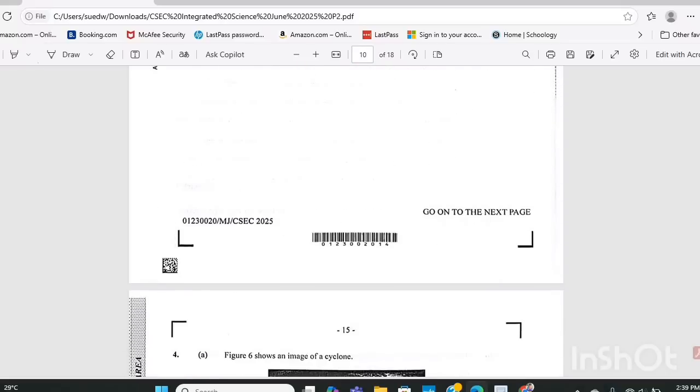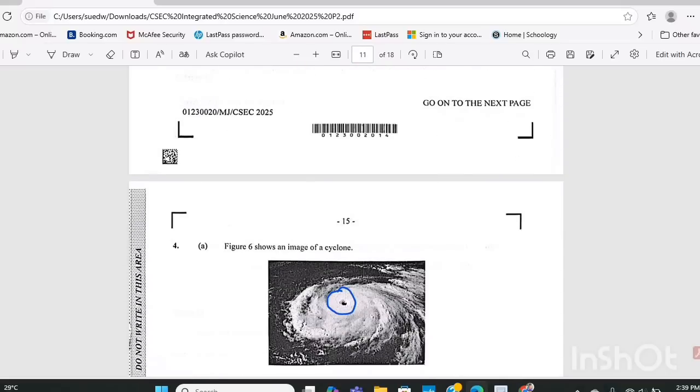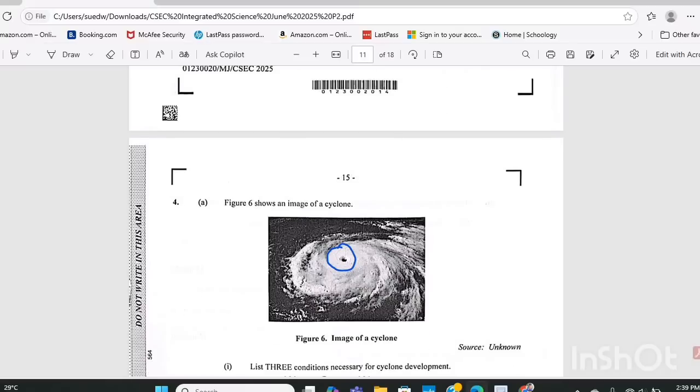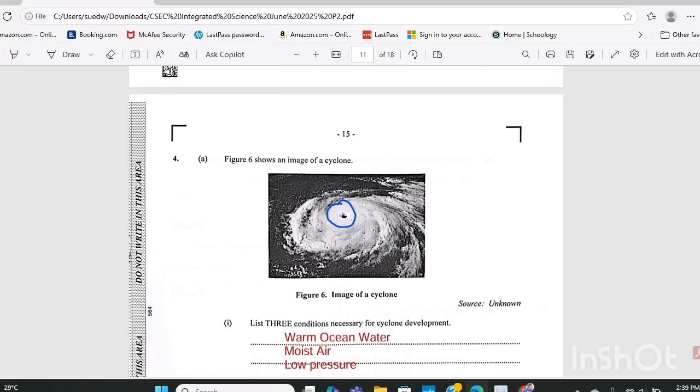You're coming down nicely. We are at question 4. It says figure 6 shows an image of a cyclone. I should have left this one out as well. It says list 3 conditions necessary for cyclone development. Cyclone is just another name for a hurricane. Right? Cyclone usually develops on the eastern hemisphere of the earth, and a hurricane is developed on the western side, if my memory serves me right. So cyclone and hurricane, same thing, just different names. So this is the image of a hurricane.